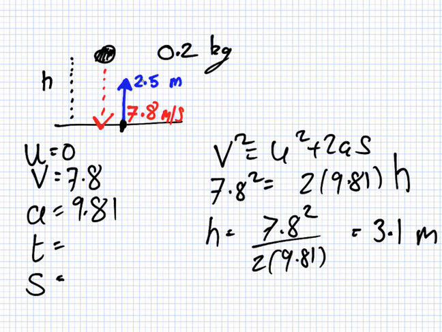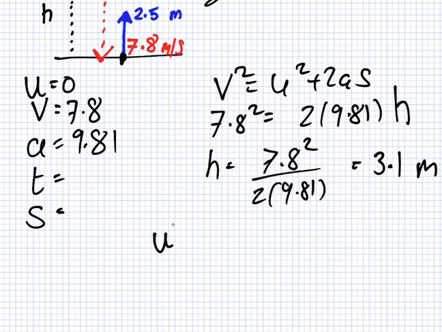Look, they want the speed here. So, u, we don't know. Is u 7.8? No, it's not. That 7.8 is the speed when it hits the ground, and we want the speed when it leaves the ground. So we don't know this speed. V is 0 because we're going to look from here to here. A is minus 9.81. S is 2.5.